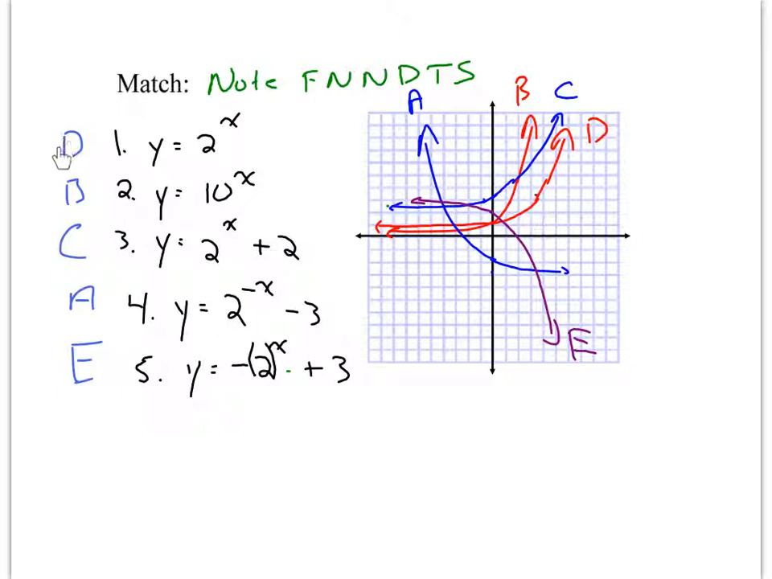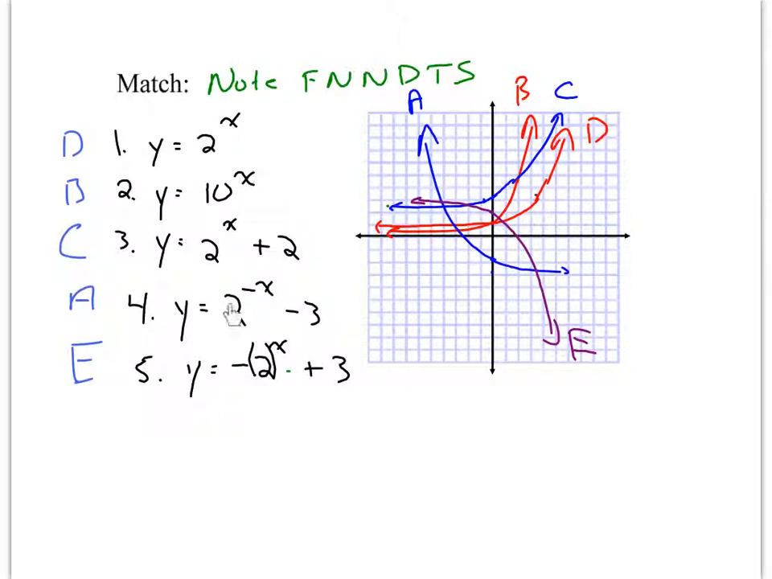Okay, you should have gotten that the first one is D, the second one is B, and as you look at D and B, they both go through the ordered pair 0, 1, so they are regular exponential functions, but B gets bigger quicker than D. Therefore the first one, 2 to the x, is D, and the one that gets bigger quicker is 10 to the x, so that would be B. C is the exact same graph as the first one, except it has a rise of 2, so it's going to be C right here.